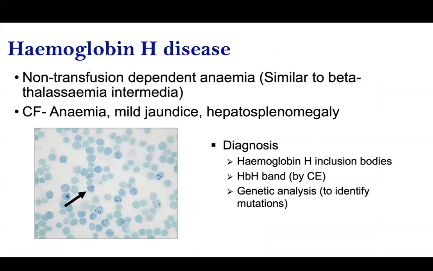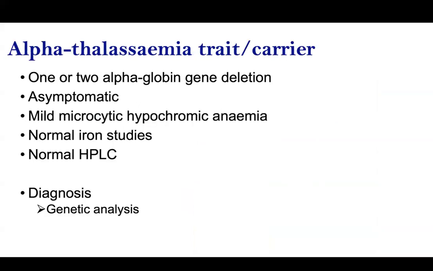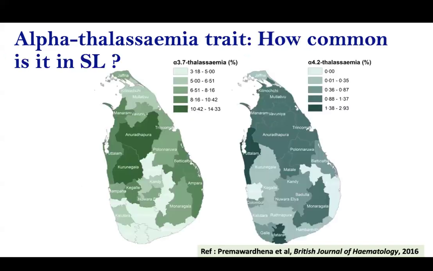In this country, we don't see hemoglobin Bart's hydrops fetalis because the mutations causing it are not there. HbH disease is also very rare, but alpha thalassemia trait is extremely common in Sri Lanka. We will see why. It is due to 1 or 2 alpha globin gene deletions. Again, same as beta thalassemia trait: asymptomatic mild microcytic hypochromic anemia, normal iron studies. The only difference is the HbA2 will not be high. The only way to diagnose is by genetic testing, which we have facilities for at Ragama, and some centers in Colombo can do it. It's quite common, and actually more prevalent than beta thalassemia trait.